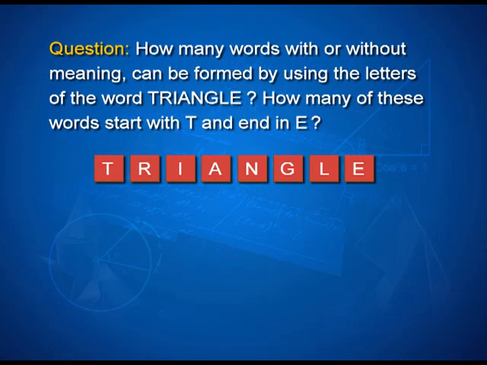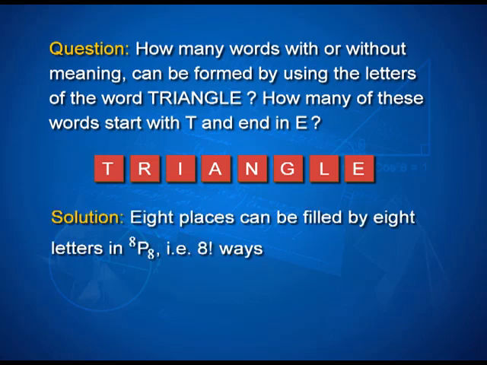Another interesting problem here: how many words with or without meaning can be formed by using the letters of the word triangle? How many of these words start with T and end in E? So, 2 things to be figured out. How many words with or without meaning can be formed using the letters of the word triangle? So, we are looking at how many letters are there in the word triangle first. 8 letters.